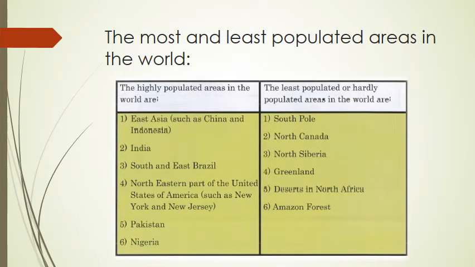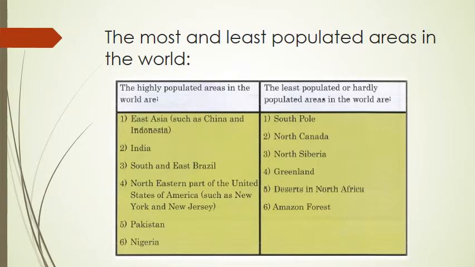The most and least populated areas in the world. The highly populated areas in the world are: number 1, East Asia, such as China and Indonesia. Number 2, India. Number 3, South and East Brazil. Number 4, the northeastern part of the United States of America, such as New York and New Jersey. Number 5, Pakistan. Number 6, Nigeria.